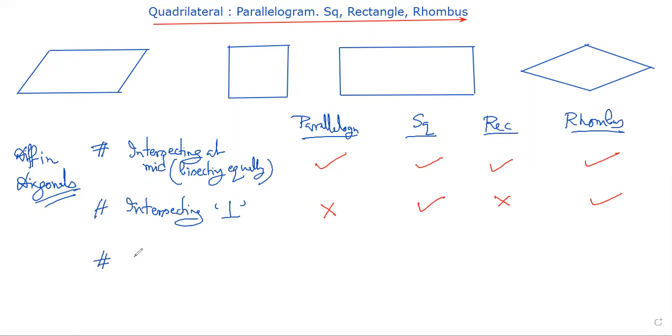Now another, equality. Equality of the diagonals. Are both of the diagonals equal? In this case, not necessary. Square, yes. Rectangle, yes. Rhombus, no.